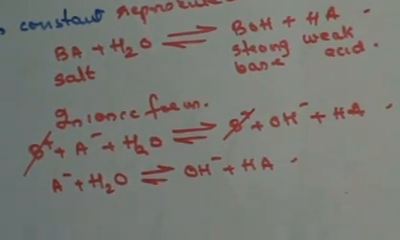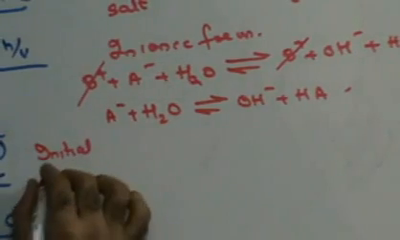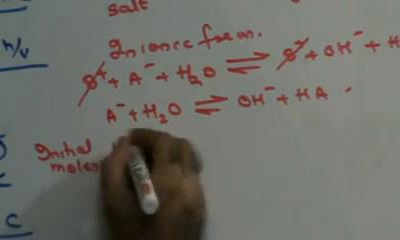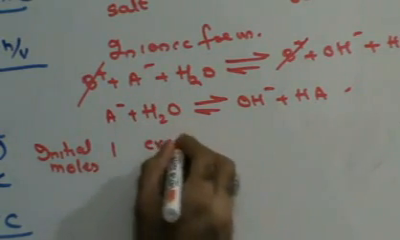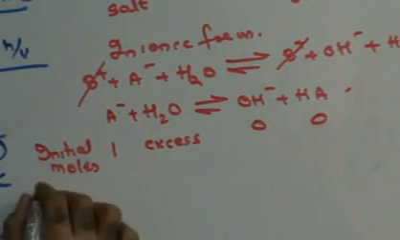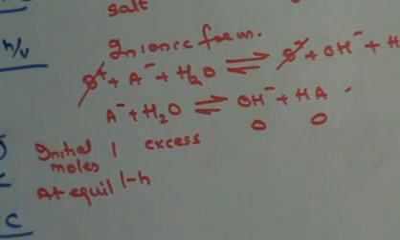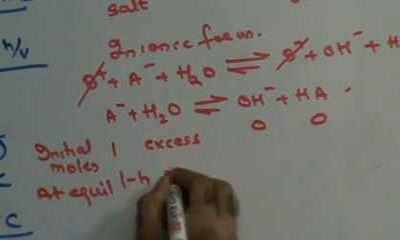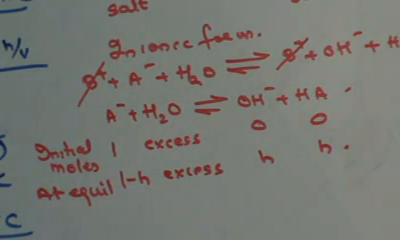Now, initial moles: let us assume that I have 1 mole. We have already assumed that in the beginning. Water is in excess quantity. Reaction hasn't started, so there will be no products. At equilibrium, the degree of hydrolysis we've said is h. So h number of molecules will dissociate. So the number of A- molecules that will remain will be 1 minus h. Water is still present in excess quantity. h number of OH- and h number of HA molecules will be present.